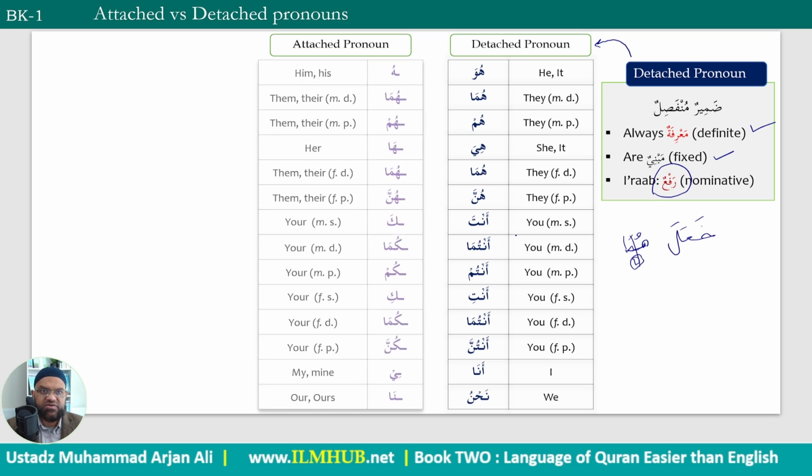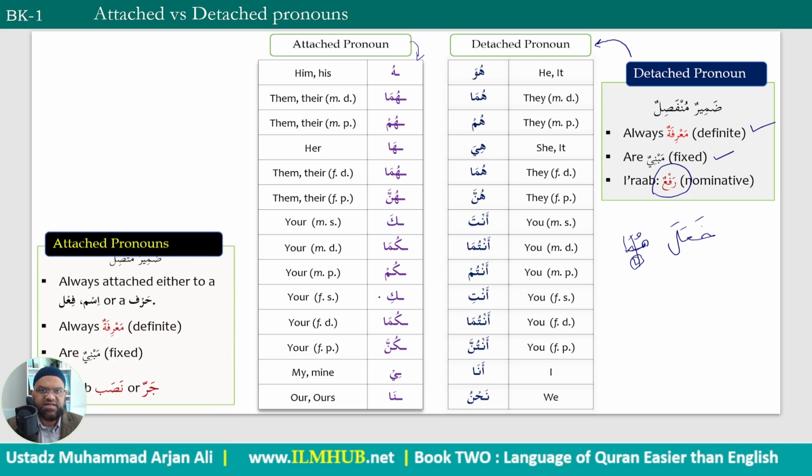Now, the other set of pronouns, the attached pronouns, I should say, these are the ones that are only attached. They don't come on their own. They have to be attached to something as a suffix. They're never a prefix, always a suffix. So at the end of the word they come, and they are hu, huma, hum, ha, huma, hunna, ka, kuma, kum, ki, kuma, kunna, i, na. Again, if you practiced lessons 7, 8, 9, 10, and also 12, and all the other lessons, you should have memorized this by now. So these are your attached pronouns. They only come attached as a suffix at the ends of words.